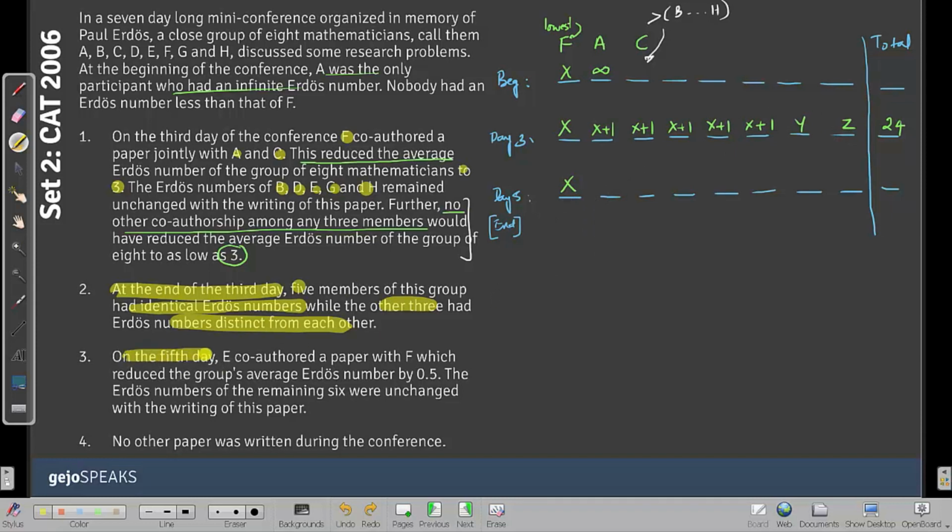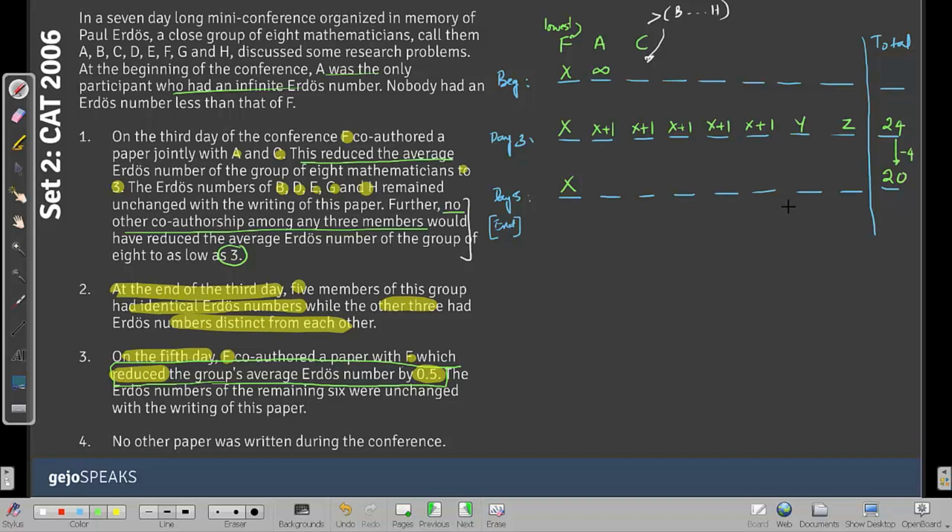Okay, on the 5th day, E co-authored a paper with F. So we have E co-authored a paper with F, and the average of the group of Erdos numbers reduces by 0.5. Now there are 8 of them. 0.5 times 8 is 4. The reduction of the total will be equal to 4, which means the total would have gone down to 20. Right. So that's the reduction.